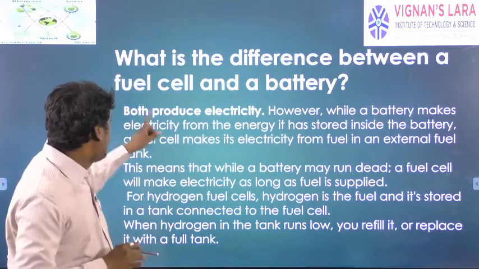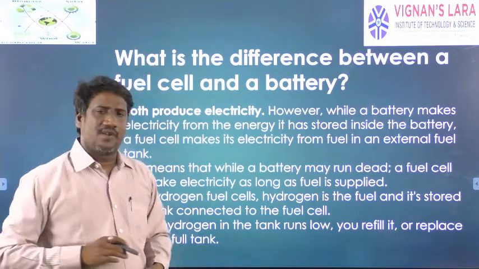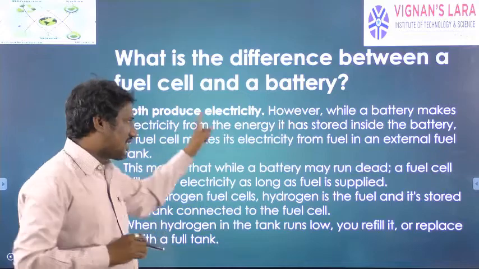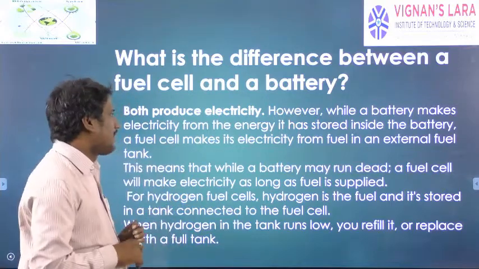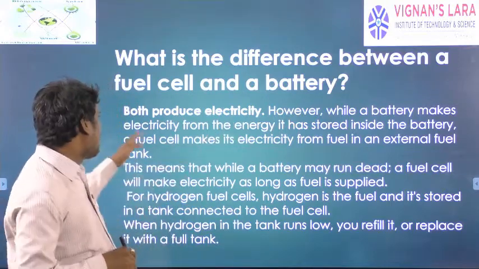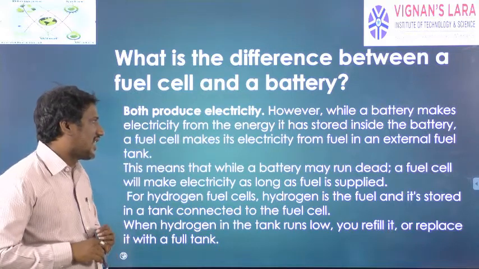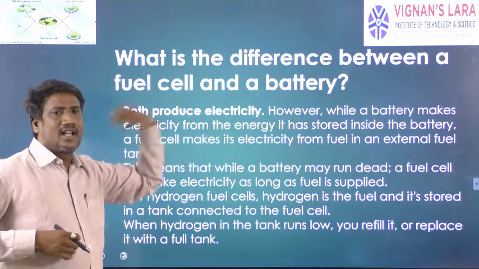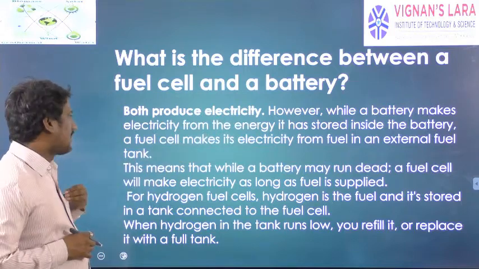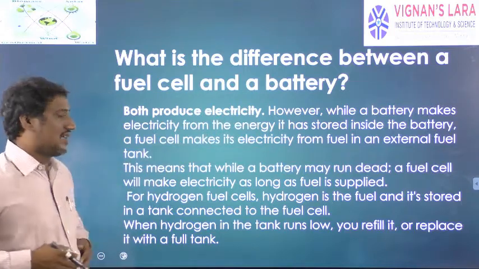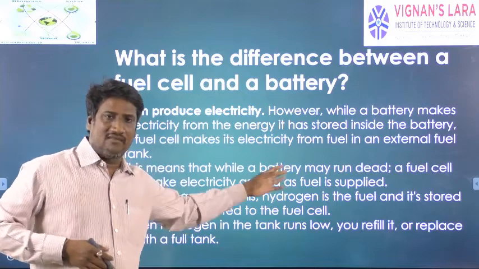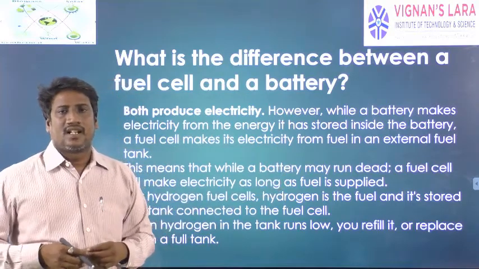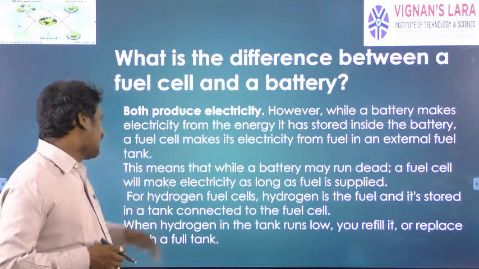If it is a battery, it produces electrical energy. If it is a fuel cell, it will also produce electrical energy. However, while a battery makes electrical energy from the energy it has stored inside, whatever is stored, the same thing will be released by the battery. Our fuel cell is the independent generator, directly converting chemical energy into electrical energy. That is the major important point.